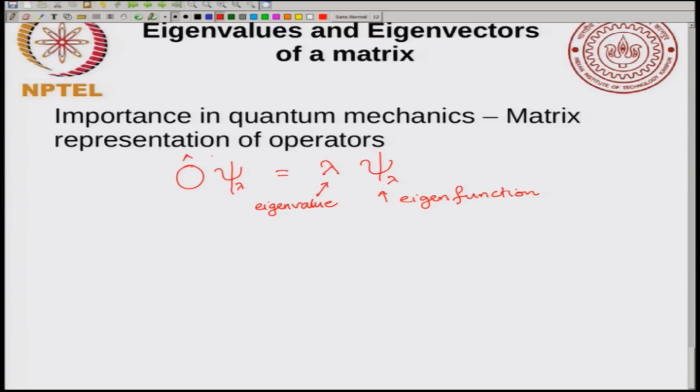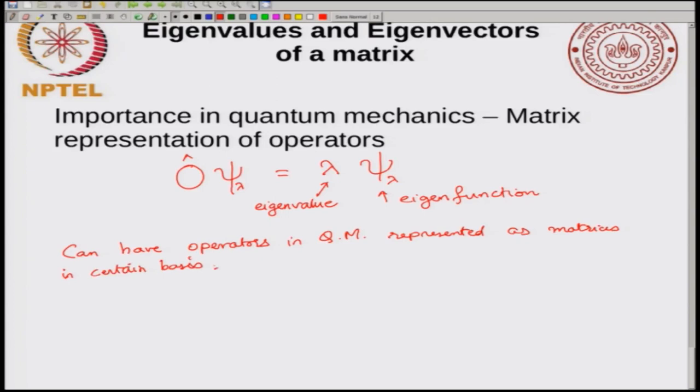And now, if you're using a certain basis to represent your functions, then your state functions look like vectors, and your operators look like matrices. So you can have operators in quantum mechanics represented as matrices in certain bases. This is a very important way to think about quantum mechanics. In fact, some of the earliest developments of quantum mechanics were done using matrix algebra.